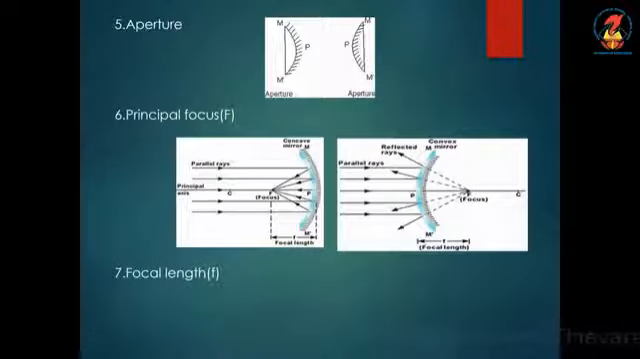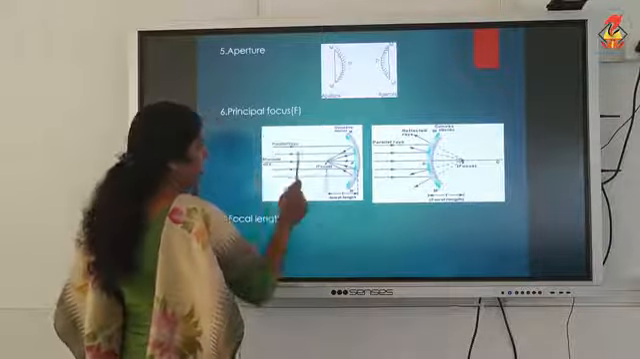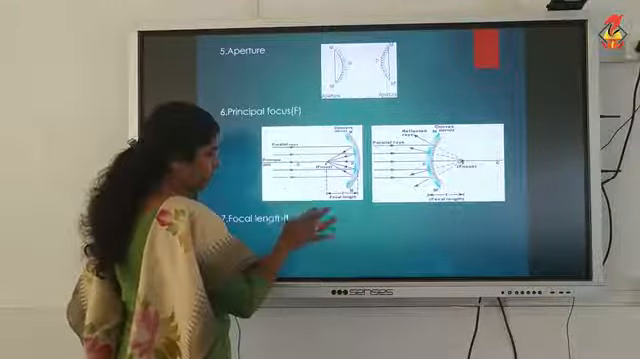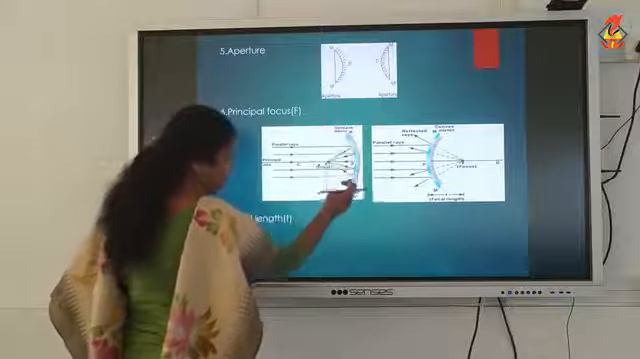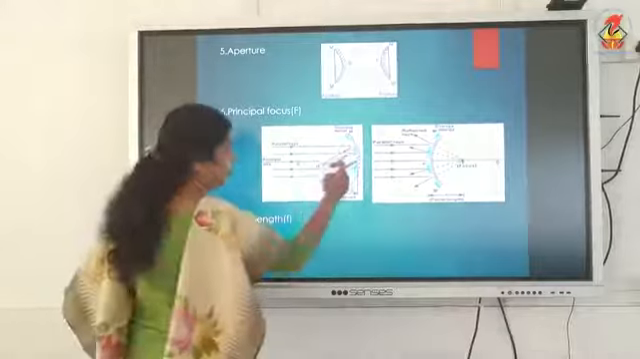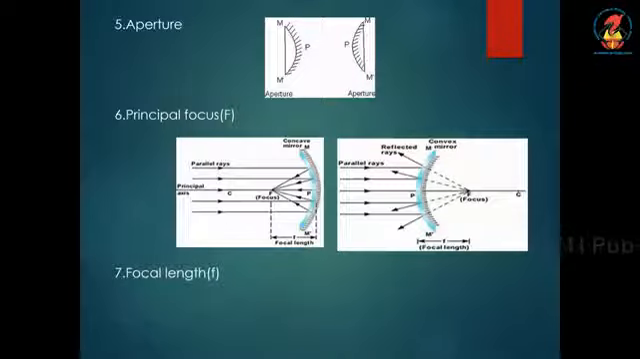So, principal focus, normally we will represent it with capital letter F. So this one is a concave mirror. The light rays will be parallel to the principal axis. It will be incident on this mirror. After that, it will be reflected back and it will meet at a point on the principal axis. That point is known as a principal focus.